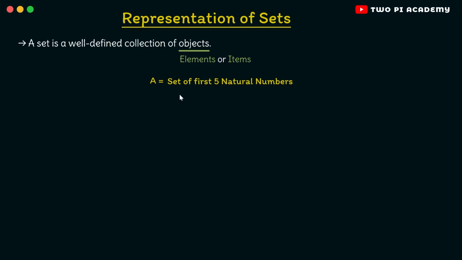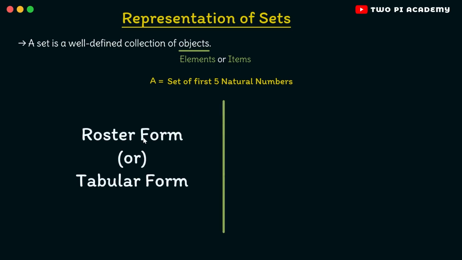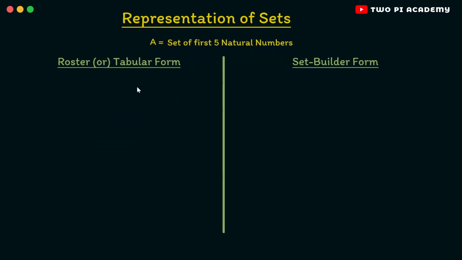But this is a statement that just describes the set. How do you represent that mathematically? To do that, there are two different ways. The first is the roster form or tabular form, and the other is the set builder form. So first, let's see the roster form or tabular form of the set.